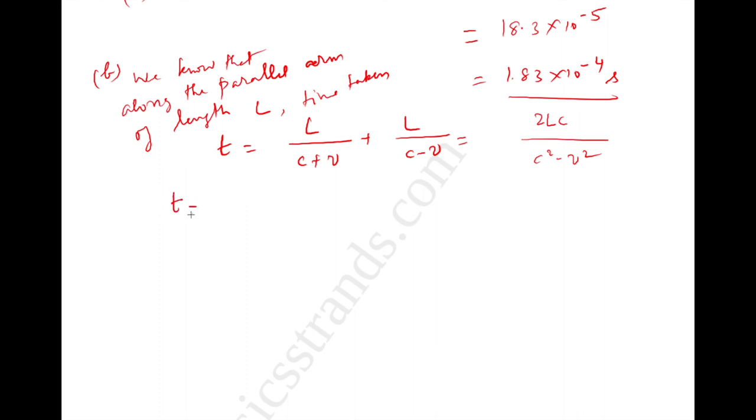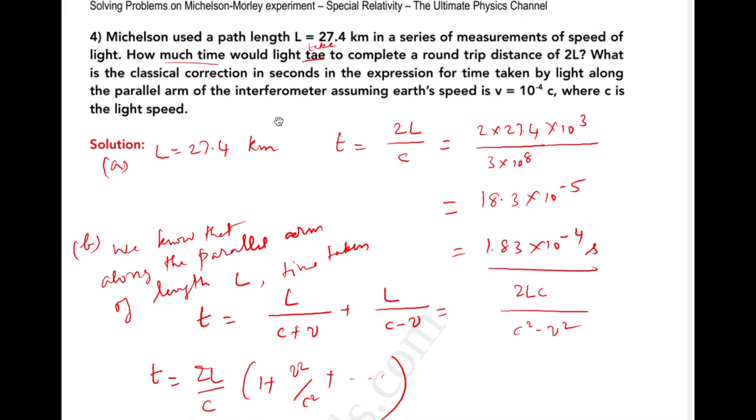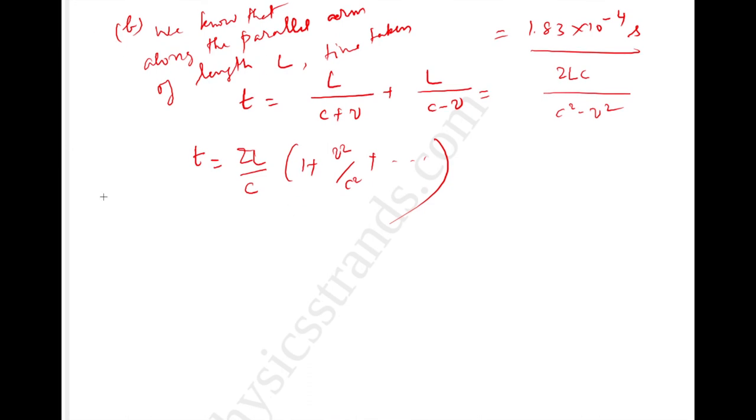We know that this further simplifies after the binomial expansion to 2L over C into 1 plus V squared over C squared. Of course, there are higher terms which we don't consider. Now here we are asked about the correction term in seconds, right? That term is 2L over C, the actual time. And the question asks for the classical correction in seconds to the expression for time. So we have the expression for time here. Now we need the correction term alone. So that I would say is this particular term. If you take the product of these two terms, that is the classical correction.